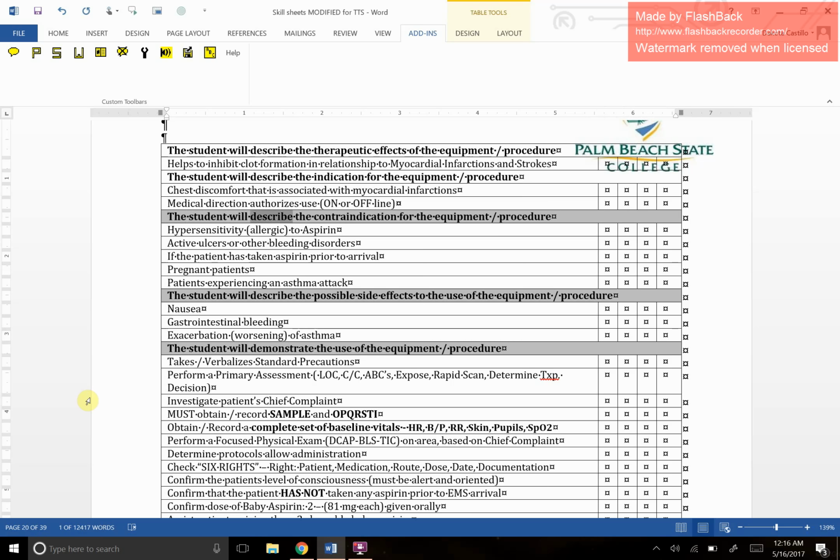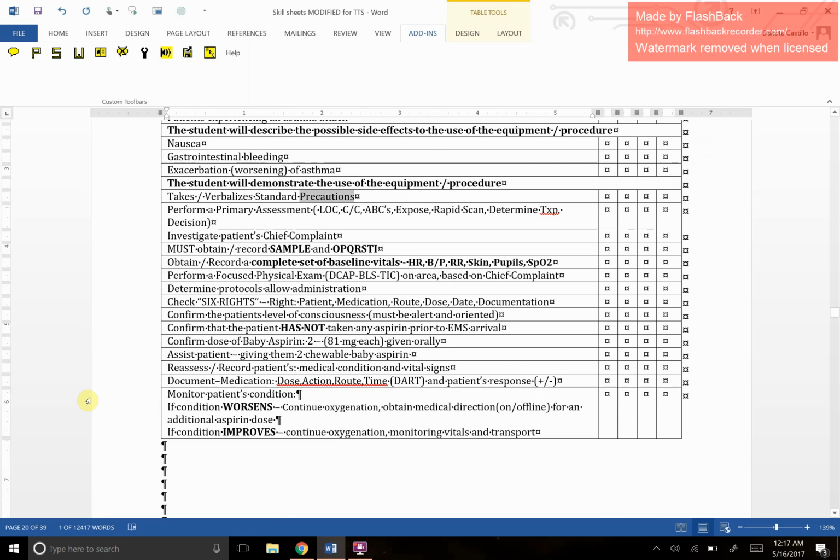The student will describe the contraindication for the equipment/procedure. Hypersensitivity, allergic, to aspirin. Active ulcers or other bleeding disorders. If the patient has taken aspirin prior to arrival. Pregnant patients. Patients experiencing an asthma attack. The student will describe the possible side effects to the use of the equipment/procedure. Nausea. Gastrointestinal bleeding. Exacerbation, worsening, of asthma.